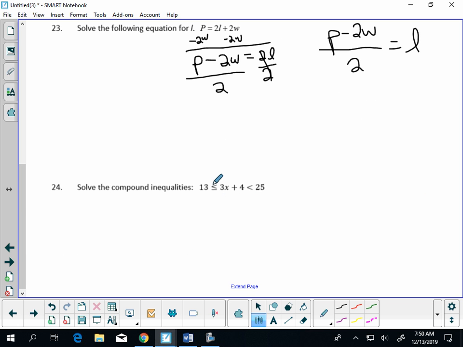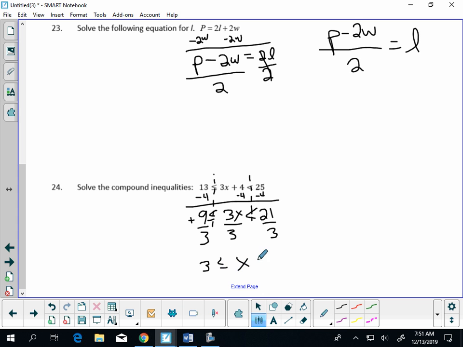Want to solve that inequality? Well, this time I actually have 3 sides, so I need to do it to all 3 sides, so minus 4. And that's going to give me positive 9 is less than or equal to 3x is less than 21. Divide that by 3, and again, you have to do it to all 3 sides. That gives me 3 is less than or equal to x is less than 7. If I were shading, I'd be shading in between 3 and 7.